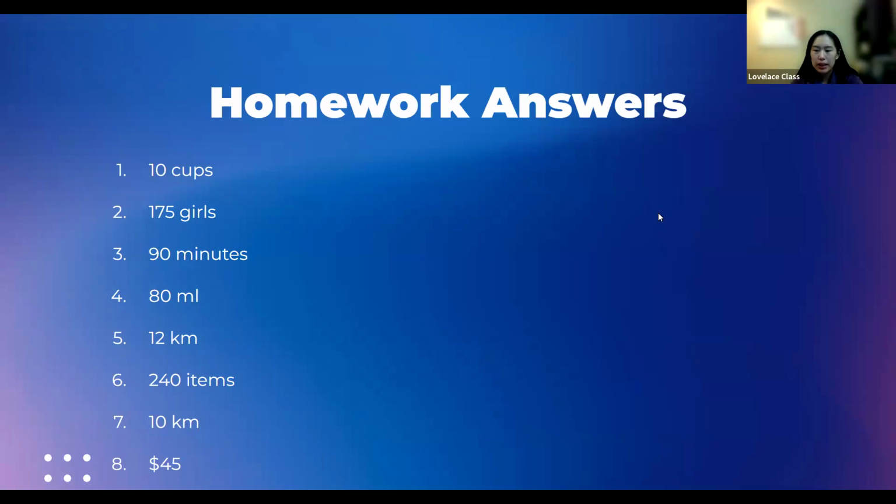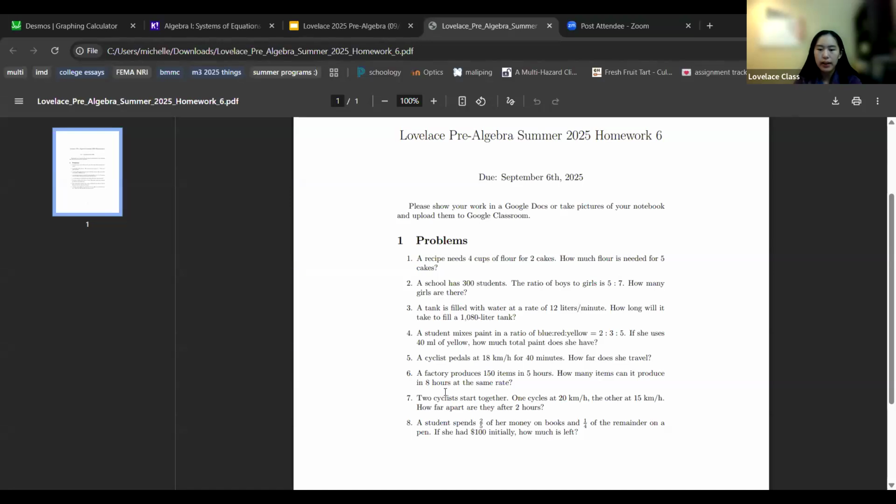Okay. I don't think anyone has said anything, so I'm just going to move on. For number 8, it's 45. I think that's what you're talking about, right? Yeah, number 8 should be 45 because it's how much money is left after she spends.